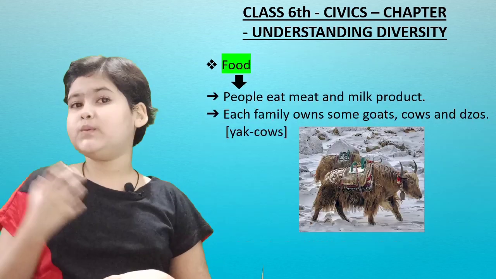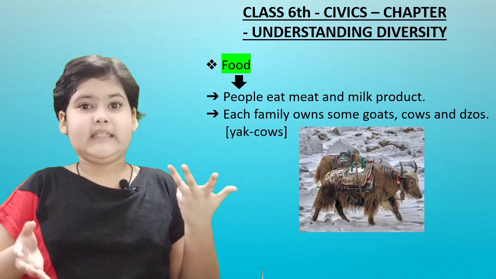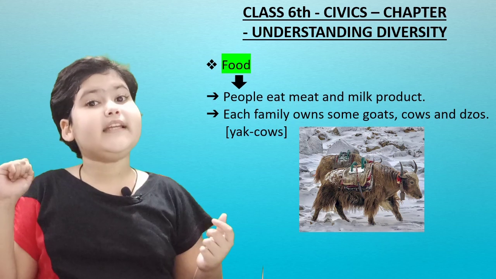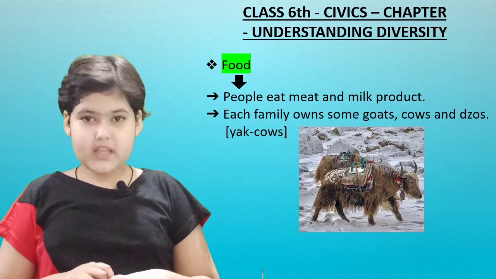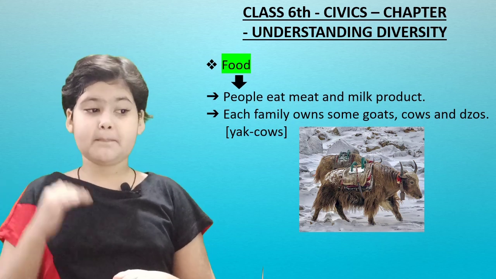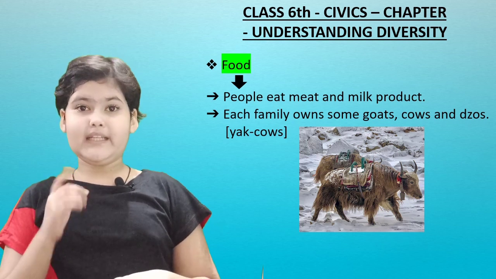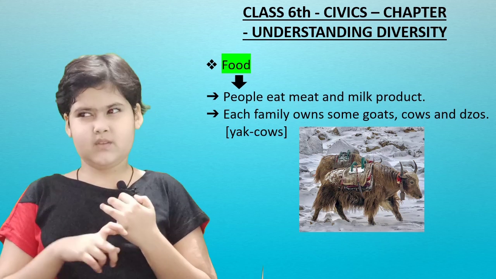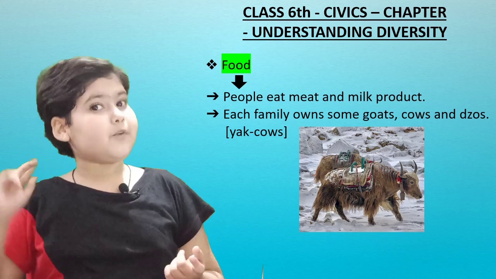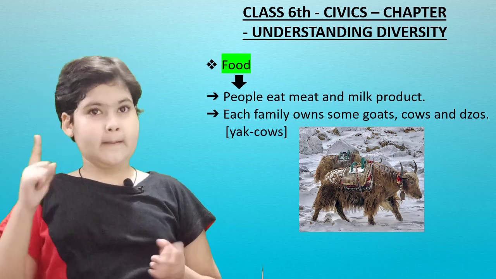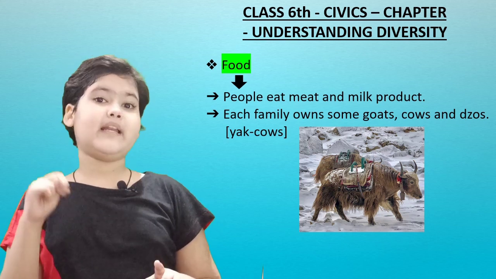Okay, so now what do the people eat in Ladakh? So people got the money, but now they need food also for eating purposes, right? So how do they get the food for eating? People eat meat and milk products. Okay, so what do the people eat? They eat meat of animals, then the milk and milk products. So what do they eat? Firstly, they eat meat. After that, milk and milk products.